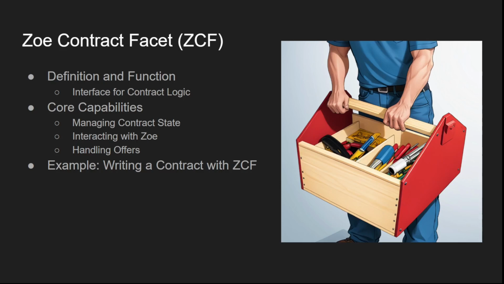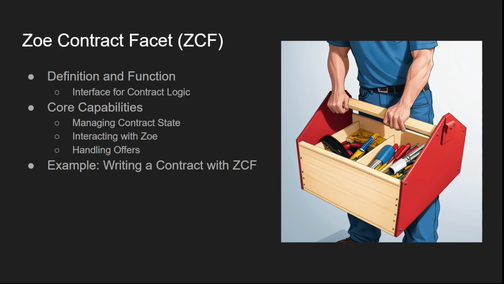ZCF provides methods to interact with the Zoe service, enabling your contract to securely handle offers and manage assets. This includes creating and accepting offers, rejecting offers that don't meet specified criteria, and managing payouts. For example, if your contract involves an auction, ZCF helps you process bids, determine the highest bidder, and handle the transfer of the auctioned item.